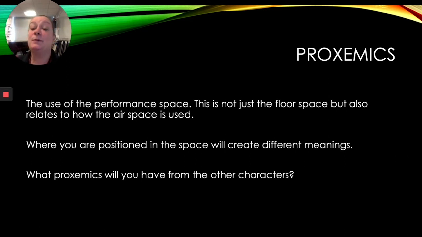Proxemics is the performance space and how we use that. And it's not just the floor space, but also the air space that we use as well. Where you are positioned in the space will create different meanings for an audience. So if you're very close to your audience, it will show that your character is very confident, very dynamic, whereas if you are hanging back, you might appear more shy and retired.